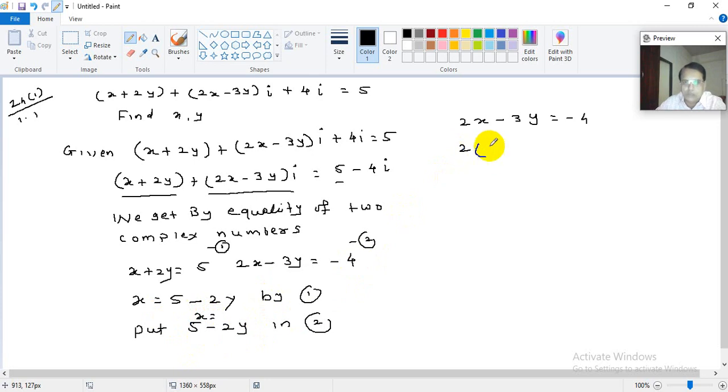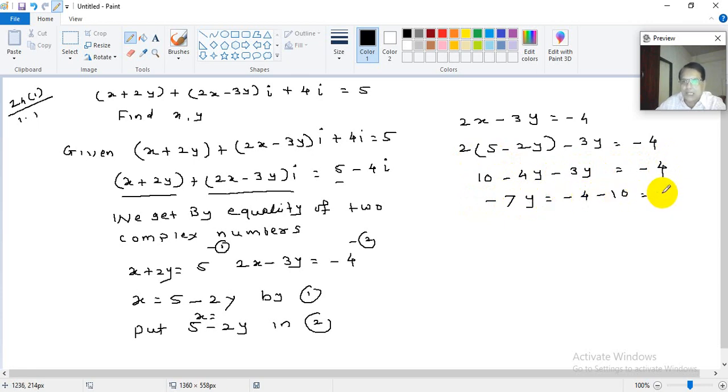So this is 2 into 5 minus 2y, minus 3y, is equal to minus 4. So what will this be? 10 minus 4y minus 3y is equal to minus 4. So it is minus 7y is equal to minus 4 minus 10. So it is minus 14. And so 7y is equal to 14, and so y is equal to 2. Right now, y is equal to 2.